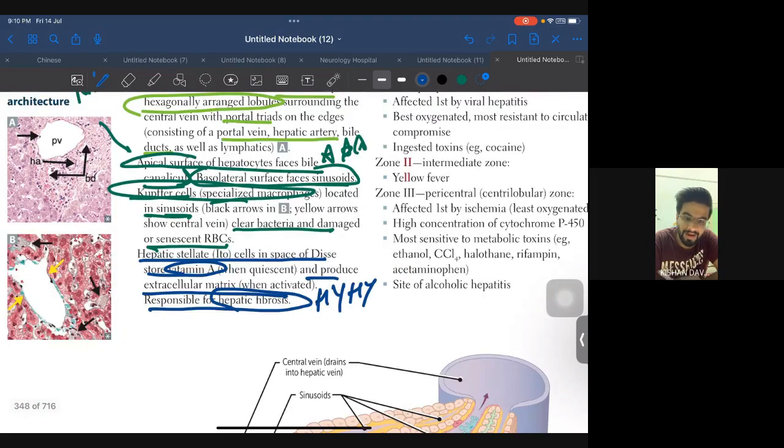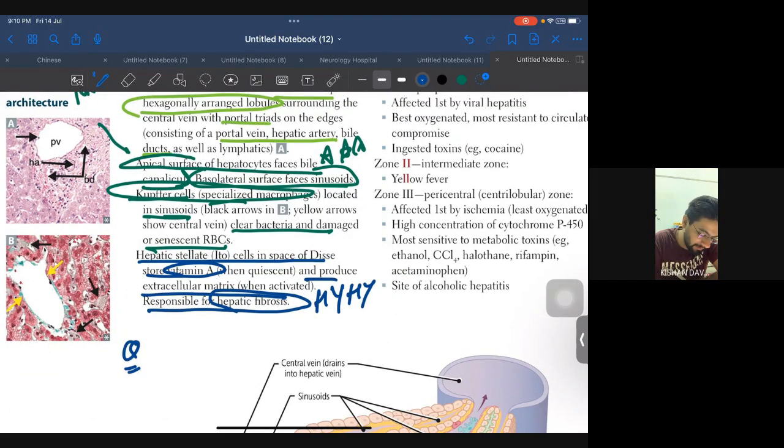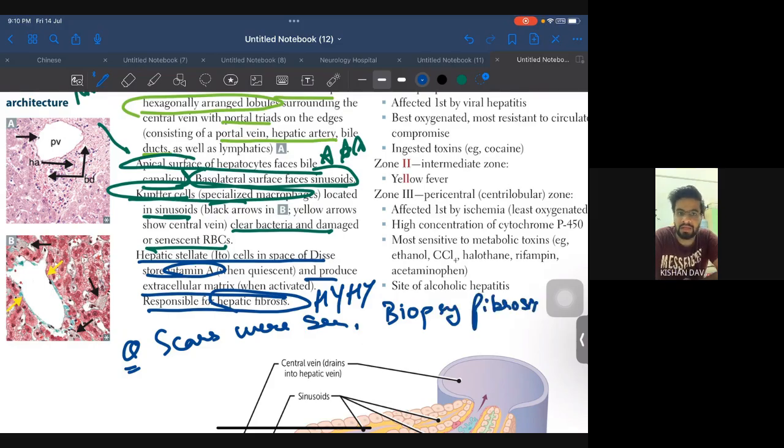Very, very high yield. When a question asks that scars were seen on the biopsy, or fibrosis was seen, you should think about hepatic fibrosis in the liver. But what cells will be causing the hepatic fibrosis? The answer is stellate cells, hepatic stellate cells. This is very important. NBME has asked this two times, and you will be asked this one too. Okay, so you should know this.